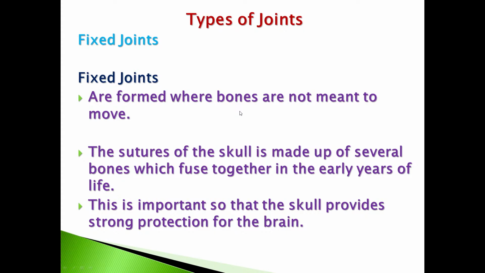So that is, if you're asked the question, give me an example of somewhere in the human body where you can find a fixed joint, that location would be in the skull. And I can ask you to give me the name of the joints of the skull, and that is when you will tell me that it is the sutures. Another question I can develop from this concept is for you to give me the importance of these joints being fixed joints.